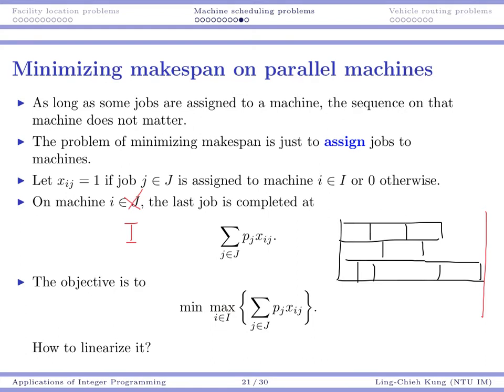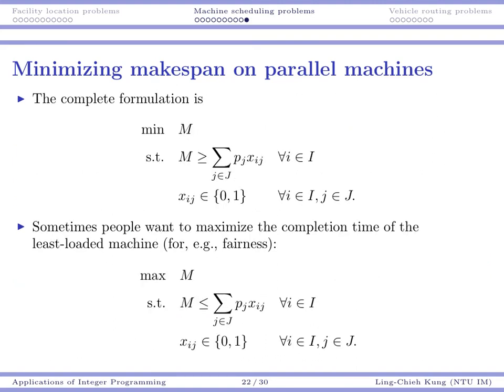So it seems not to be hard. All we need to do is to linearize it, and again, you know how to do it. It's just a maximum of a few terms inside a minimization objective function. So all you need to do is to minimize a new variable m, subject to m being at least each term. m is greater than or equal to each term, and xij must be non-negative.